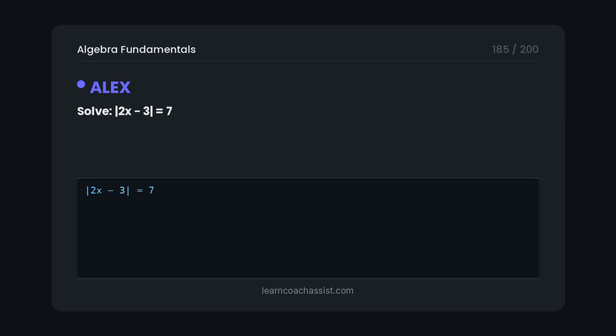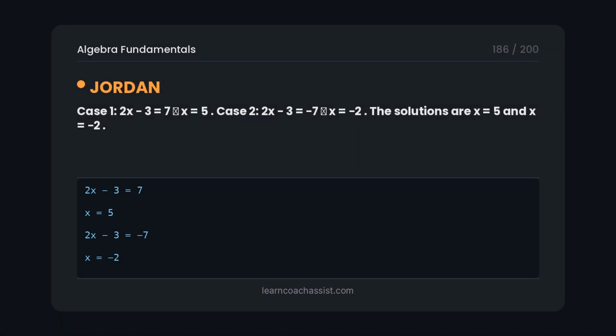Solve |2x minus 3| equals 7. Case 1: 2x minus 3 is equal to 7, x equals 5. Case 2: 2x minus 3 is equal to minus 7, x equals minus 2. The solutions are x equals 5 and x equals minus 2.